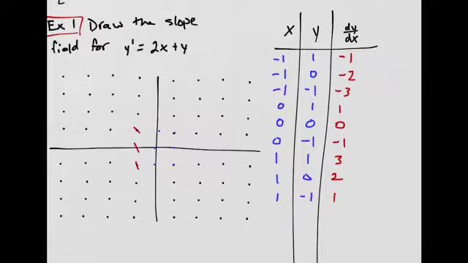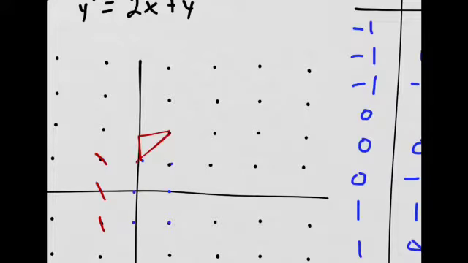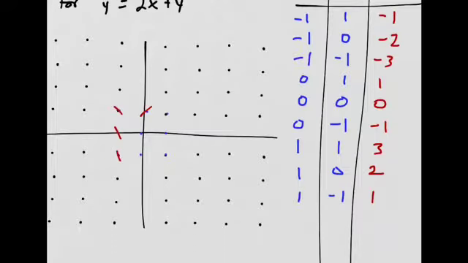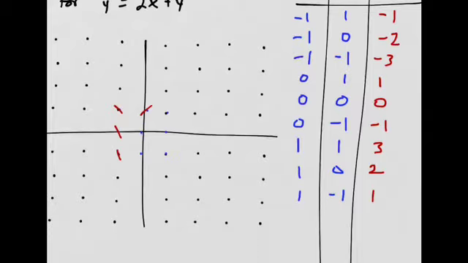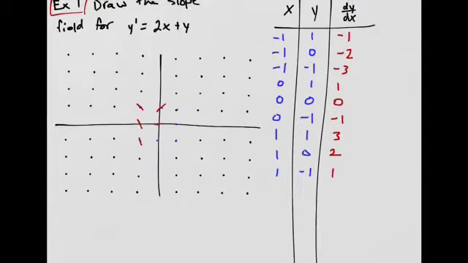0, 1. That's that point, and the slope is positive 1, which would be like up 1 over 1. It would look like that. So maybe like that. Pretty close. Then 0, 0. That's right there, and I get a slope of 0. That's an easy one. I'll just do it like that. And then 0, negative 1. That's right there, and I plot this negative 1 slope.